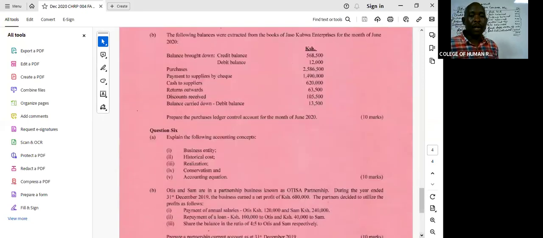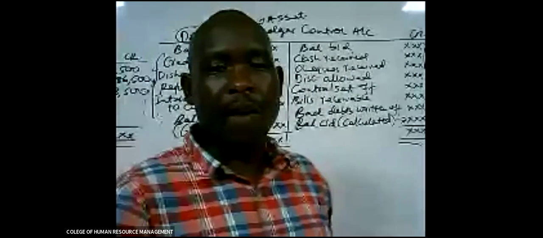So question number 6, explain the following accounting concepts. Accounting concepts are very much tested in your exams. You'll be given 5 of them. There are about 12 of them, but they will give you randomly 5 of them to explain what they mean. So I want to give you the list of those 12 accounting principles and concepts, and a highlight of what they mean. Then we shall revisit this question to give the answers briefly.